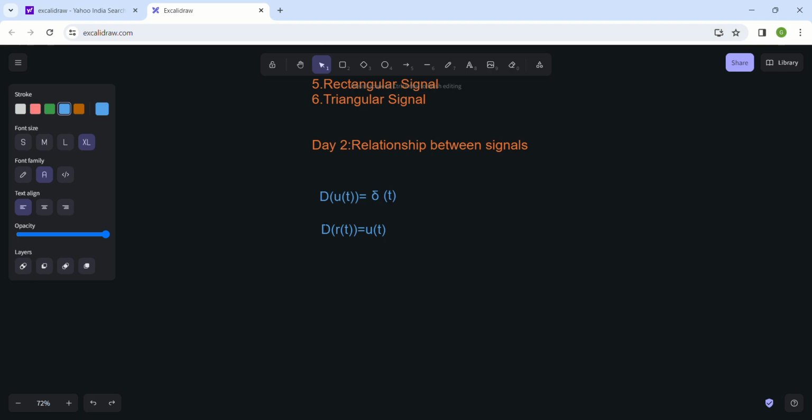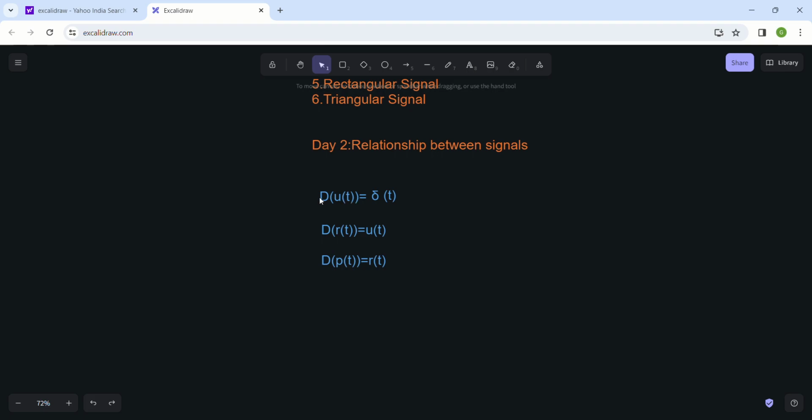Now differentiation of parabolic signal will give what? Ramp signal. If it is continuous like this, if D is there in the LHS and I send D to the other side, it will turn to integration. D in the LHS will convert to integration when it comes to the right hand side.